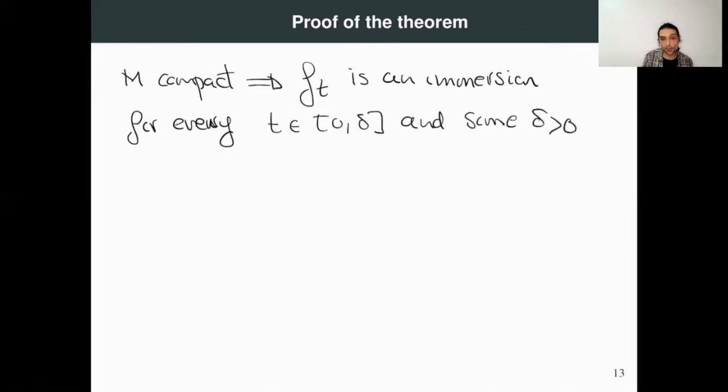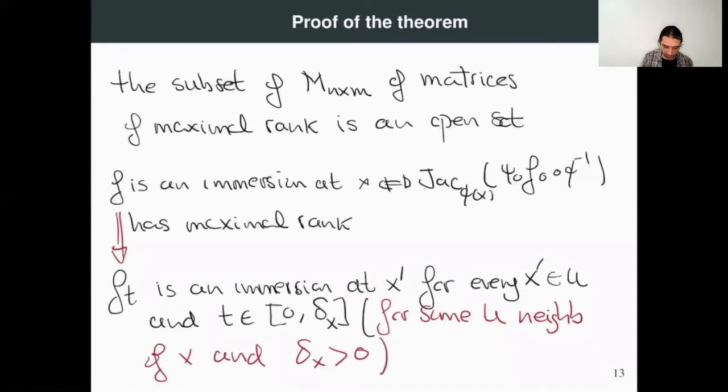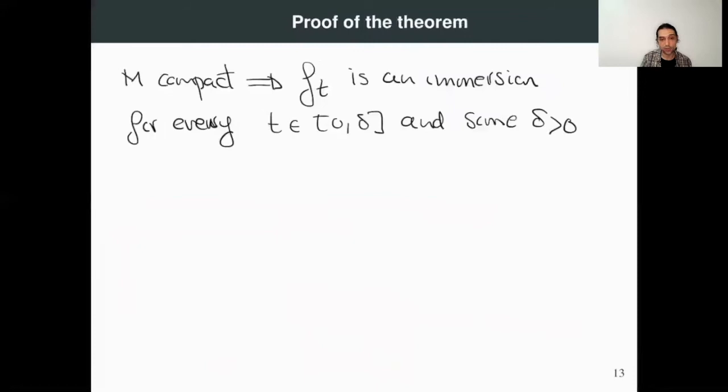The proof for the case of submersions is the same, because if f is a submersion at x, then the Jacobian has maximum rank, and what we have to use is that Jacobians vary continuously. That's where we are using that the homotopy is differentiable. Since these Jacobians vary continuously, and the property of having maximum rank defines an open set, that's going to imply that Ft is a submersion at x prime for every x prime in a neighborhood of x and for every t sufficiently close to zero. In the same way as for immersions, by using compactness of M, we get that Ft is a submersion for every t in a neighborhood of zero, whenever F0 is a submersion, of course.